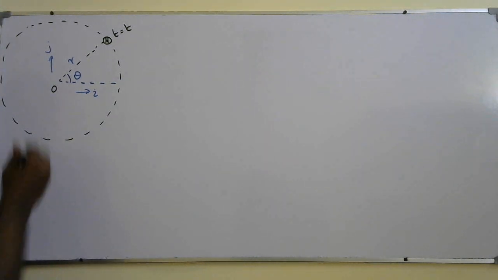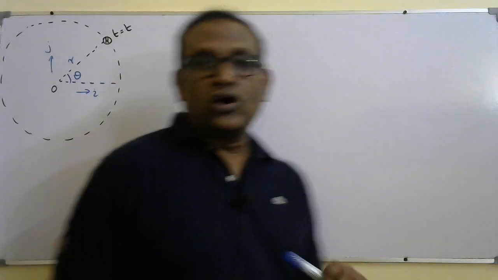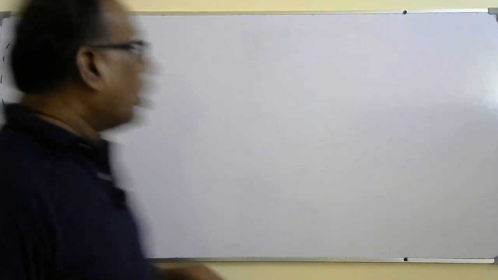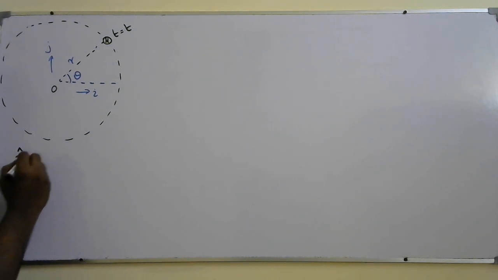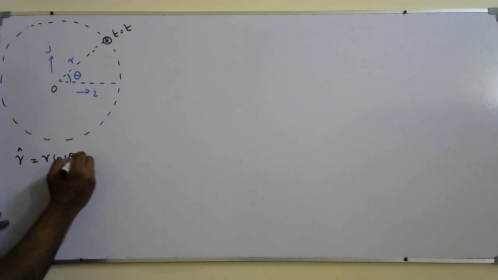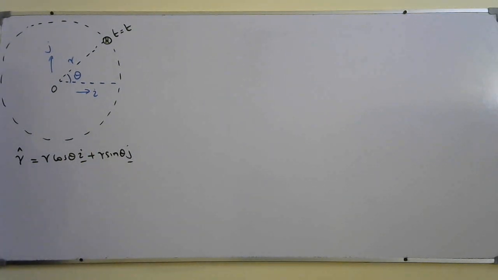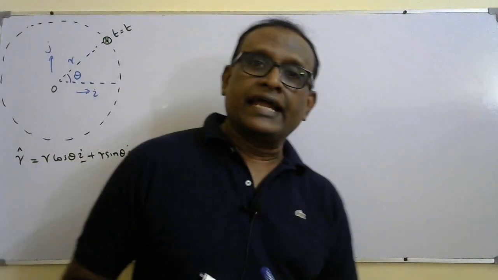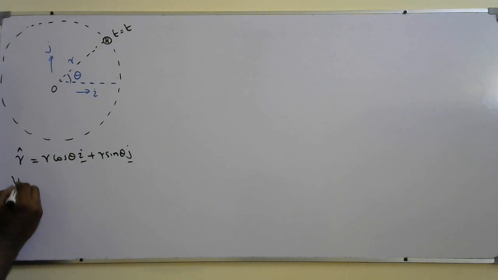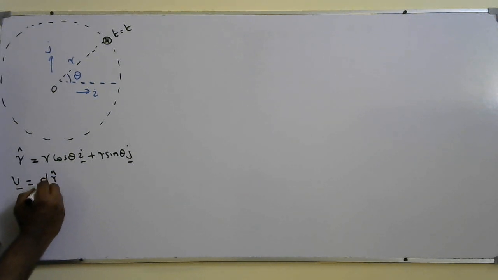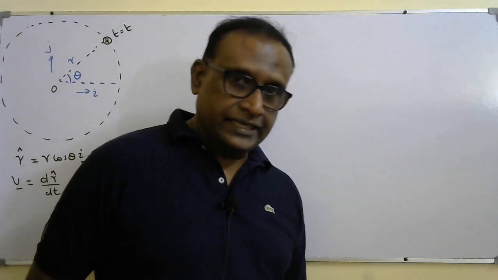Okay, so here the polar coordinates theta, and i and j are the unit vectors along x and y directions. So the vector r is given by r cos theta i plus r sin theta j. i and j are the unit vectors along x and y directions. Okay, so the velocity, vector v, is given by dr over dt, the derivative of r with respect to time. That's the velocity, dr over dt.